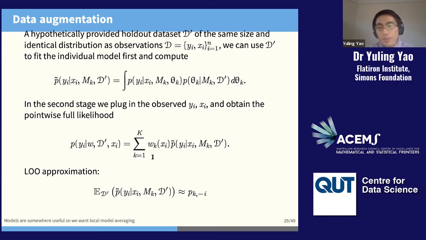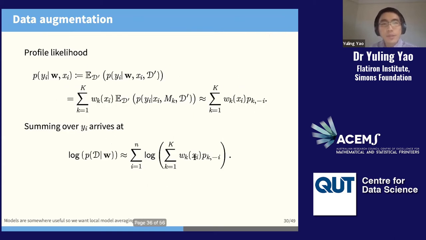So we can approximate this holdout predictive density by using leave-one-out cross validation, because asymptotically they are the same in expectation. So I just replace this data augmented predictive density using leave-one-out predictive density. And then I get the profile likelihood, which means I integrated out D prime. Then I get this wkx times pk minus i, the weight times, it's just the same thing that we derived in the previous slides.